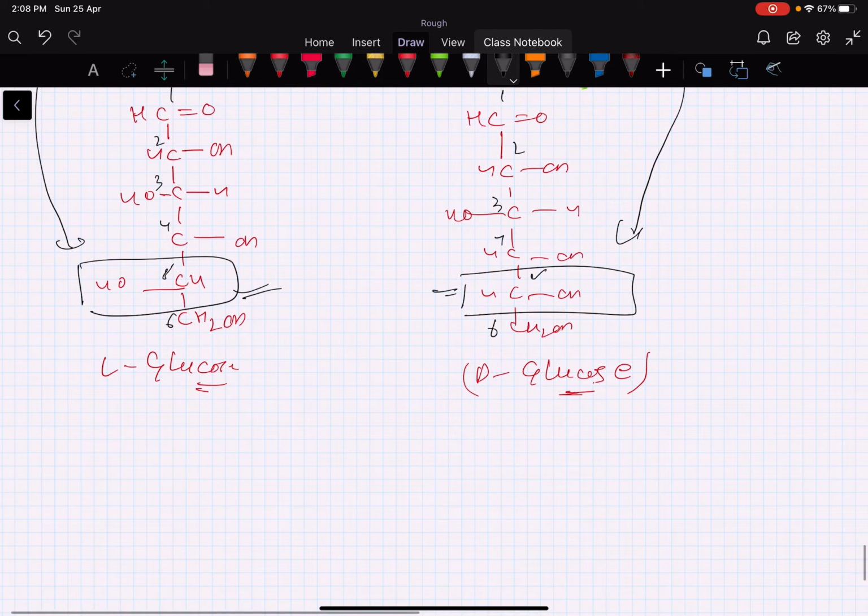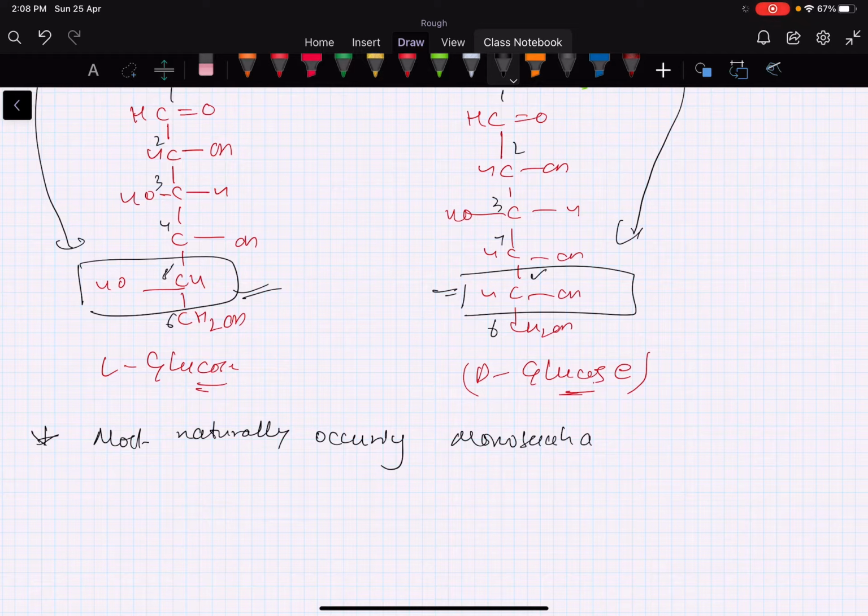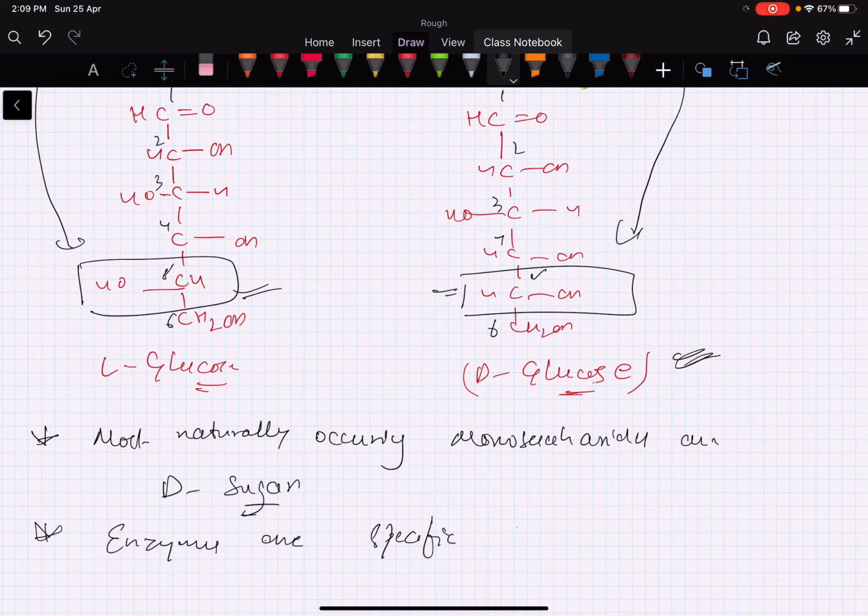Most of the naturally occurring monosaccharides are D sugars, so D-glucose is more common. And why is it so? Because enzymes responsible for their metabolism are specific to this configuration.